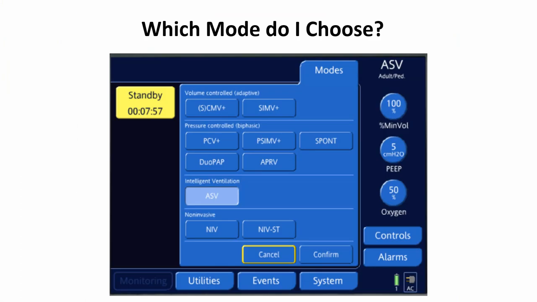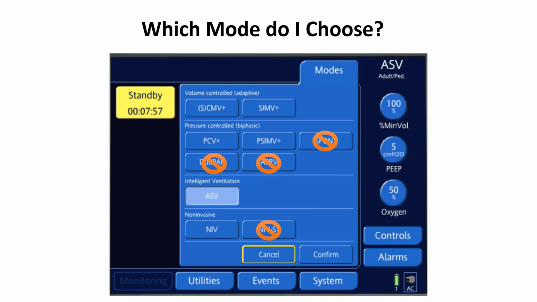So which mode do you choose? There are a whole lot of different modes. However, our ventilators don't have this one or this one. But basically, you don't have to worry about that one because it's not on our vent. We're not going to be using NIVST. Our non-invasive mode of choice is just going to be NIV. That's not even on our ventilator.